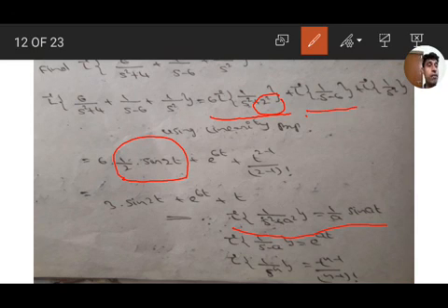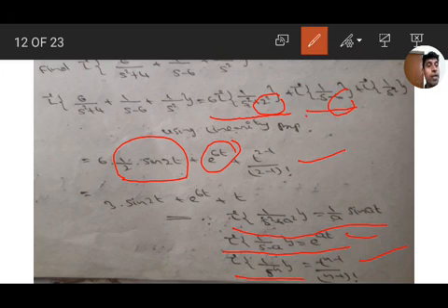Next, L inverse of 1 by s minus 6 is of the form L inverse of 1 by s minus a, that is e to the power of at. Here a equal to 6, therefore e to the power of 6t. And L inverse of 1 by s to the power of n is t to the power of n minus 1 by n minus 1 factorial, where n equal to 2, therefore t to the power of 2 minus 1 by 2 minus 1 factorial.